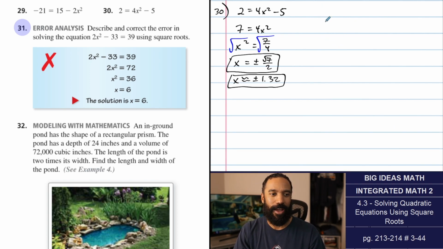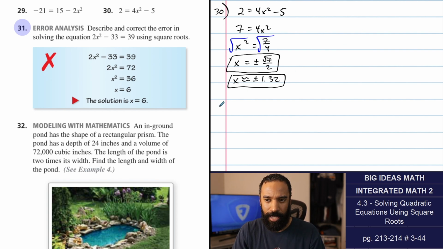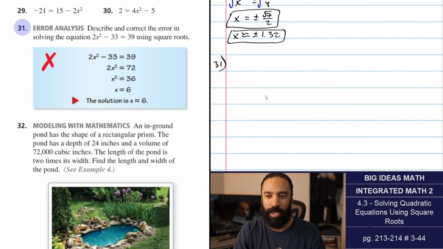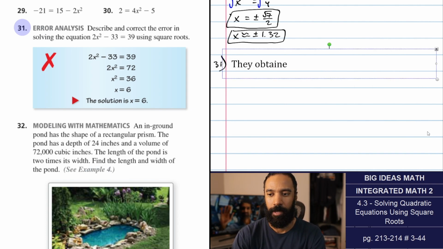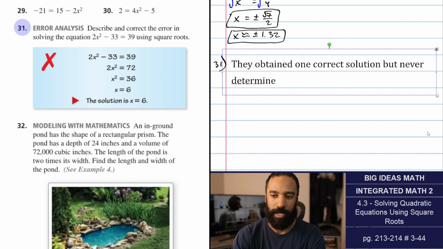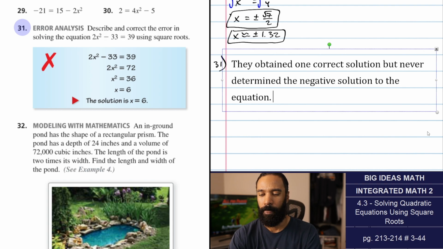Number 31, error analysis. Describe and correct the error in solving this equation. So let's take a look at what they did. Looks like they added 33 to both sides incorrectly, divided both sides by 2 correctly, took the square root correct-ish. However, there should be 2 solutions. There should be a positive and a negative 6. Because squaring a negative should have also led to a positive result, all that stuff. They obtained one correct solution, but never determined the negative solution to the equation.